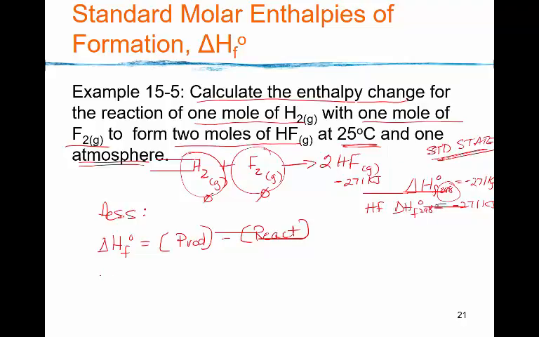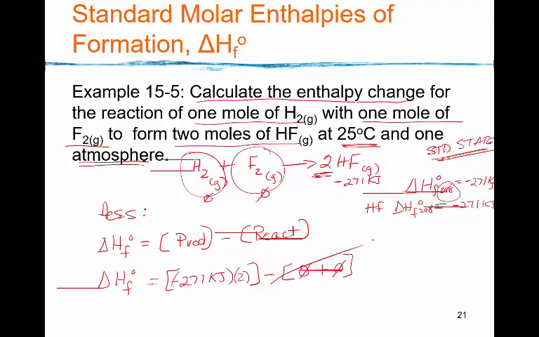Okay, so remember why this is important, because I've got to multiply the coefficient by the standard molar enthalpy. So the delta H F0 is going to be equal to the products, which is the minus 271 kilojoules, but it's what? Times 2, minus 0 plus 0. Okay? So that really doesn't bother anything. And a lot of times when I do this, I'll just go ahead and mark them out because I don't even put it in there.